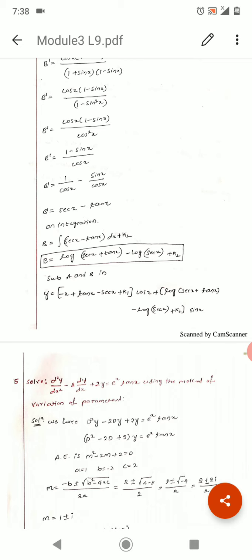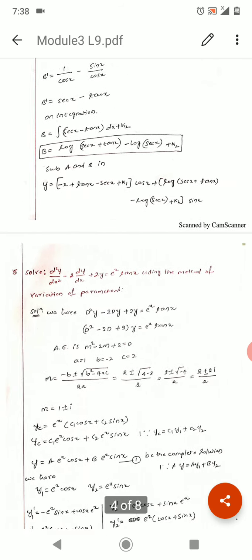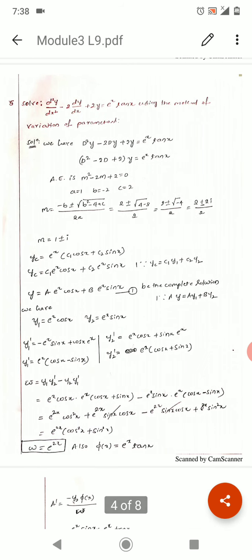That can also be written as log of (secant x plus tan x) divided by secant x. Therefore, by substituting a and b, we have y is equal to minus x plus tan x minus secant x plus k1 into cos x plus log of (secant x plus tan x) minus log secant x plus k2 into sin x. So this is the complete solution. Next problem.